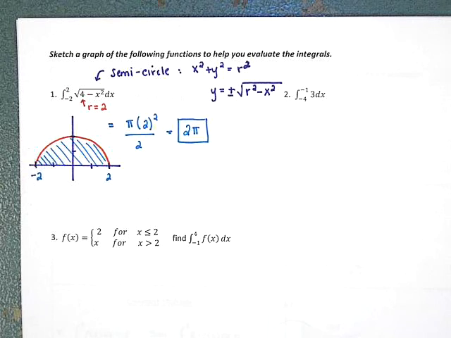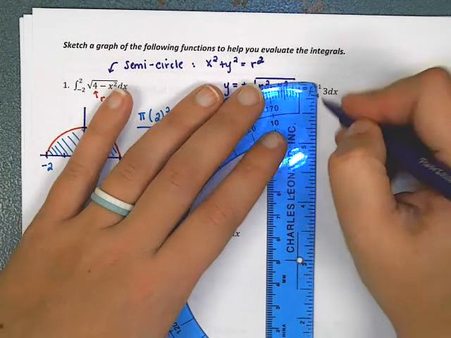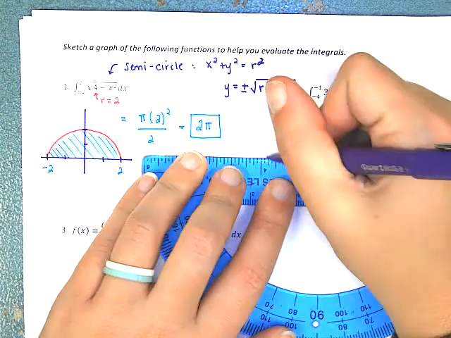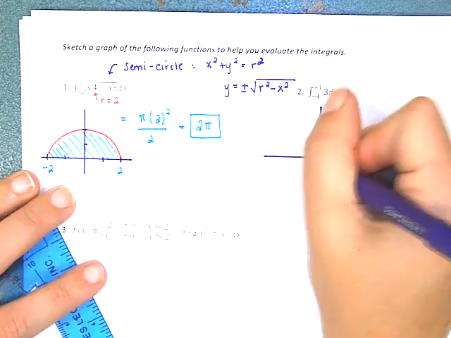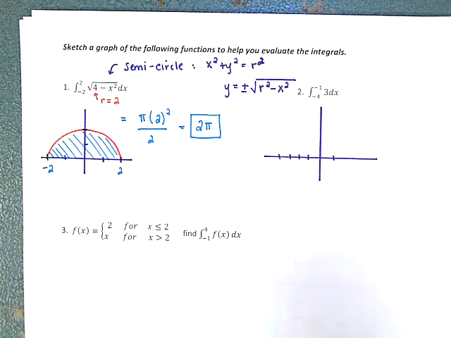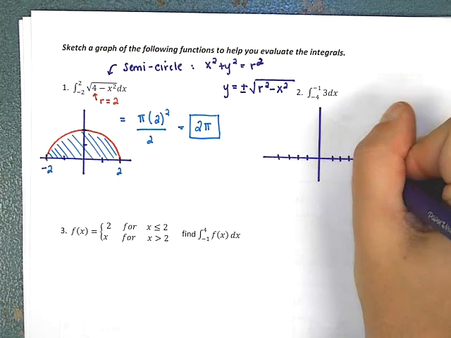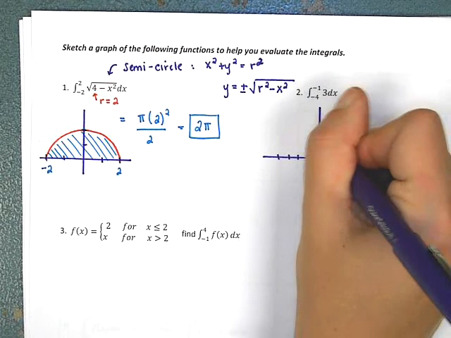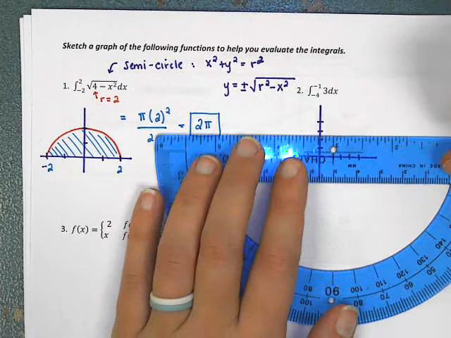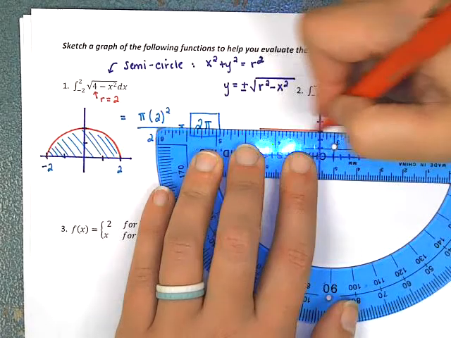In problem number 2, it says find the area underneath the graph of 3. There's no x, just 3, between -4 and 1. So if you just have a constant, your graph is going to be a straight horizontal line. 1, 2, 3, 4, and -1, 2, 3, 4, 1, 2, 3, 4. So your function is going to look like a straight horizontal line at positive 3.